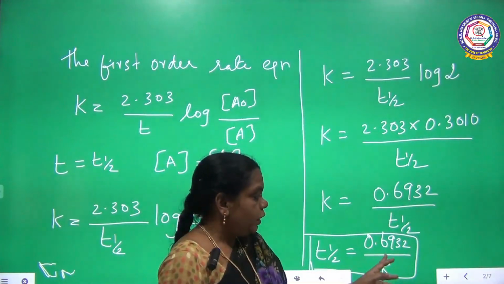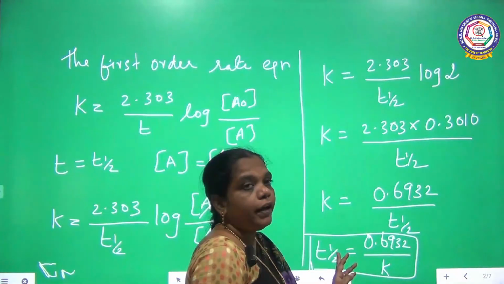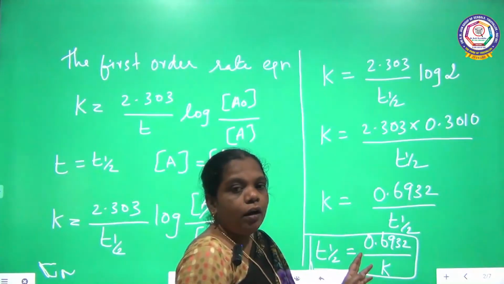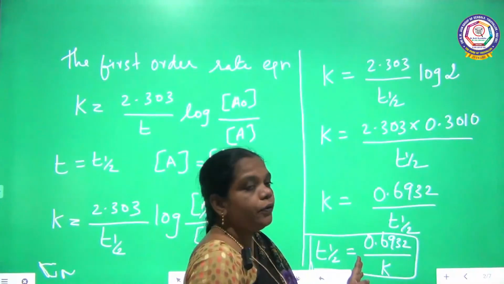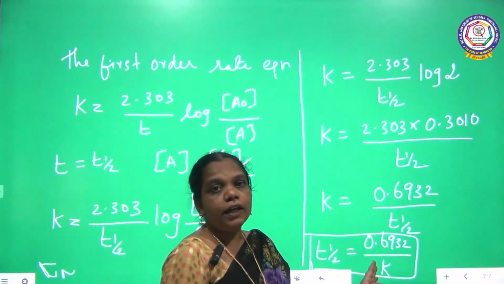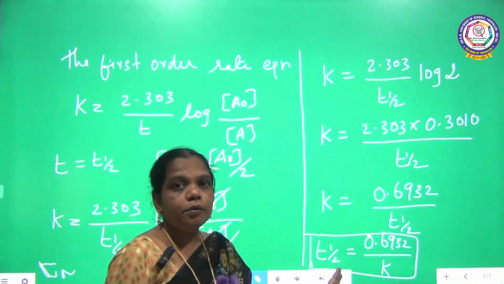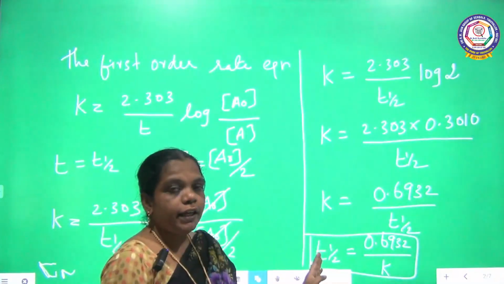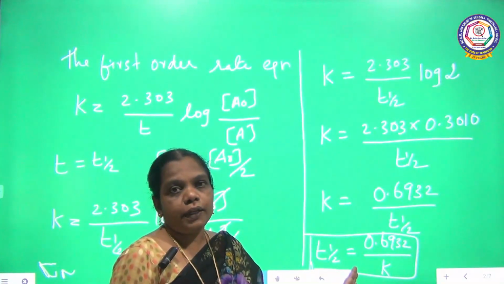By this, by knowing the rate constant of the reaction, you can find out the half-life period, or by knowing the half-life period, you can find out the rate constant of the reaction. This is the relation between the rate of the reaction and the half-life period.